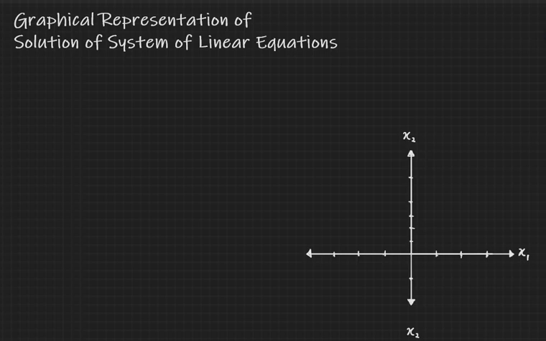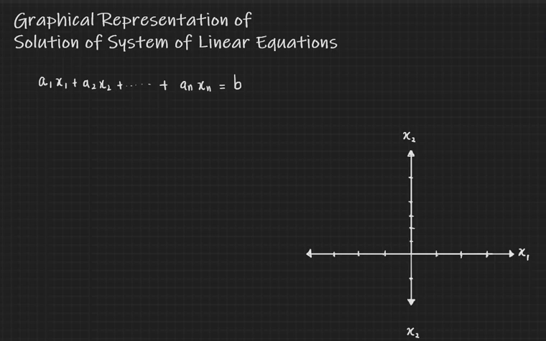Hello my dear students. In this video I'm going to talk about graphical representation of solution of system of linear equations. The general form of linear equation is written as a1 x1 plus a2 x2 plus up to the term an xn is equal to b, where a1, a2 up to an and b are called coefficients, and they can be any real or complex numbers, whereas x1, x2 up to xn are known as variables, unknown variables.